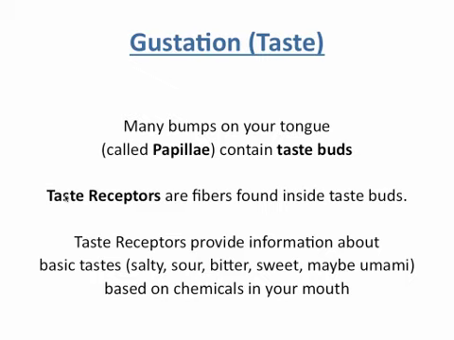Now, the taste receptors are fibers that are found inside of these taste buds. And these taste receptors provide information about the basic tastes, and these are based on the chemicals that are in your mouth. So the basic tastes would be salty, sour, bitter, sweet, and some say umami. Well, that's a taste that's really associated with Asian cooking, and it's more of a savory kind of taste that's hard to describe without using the word umami.